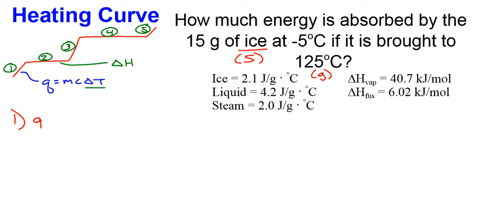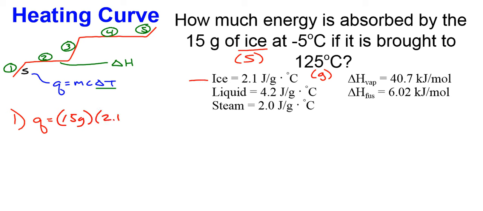So my first part of my heating curve is talking about heating my solid. So this is my solid. If that's my solid ice, what I have is 15 grams of ice. My specific heat capacity of ice is 2.1 joules per gram Celsius. And my temperature change, I started at -5 and I'm ending at 0.